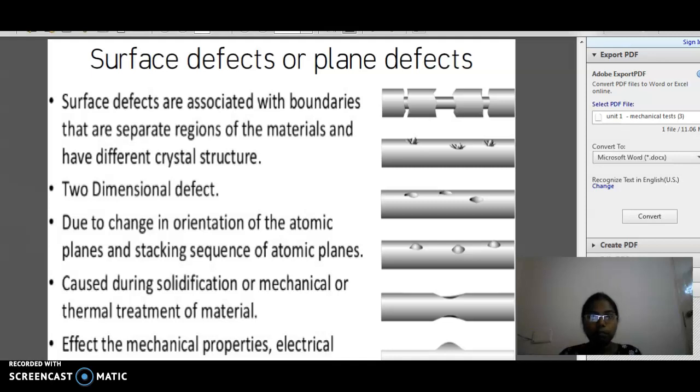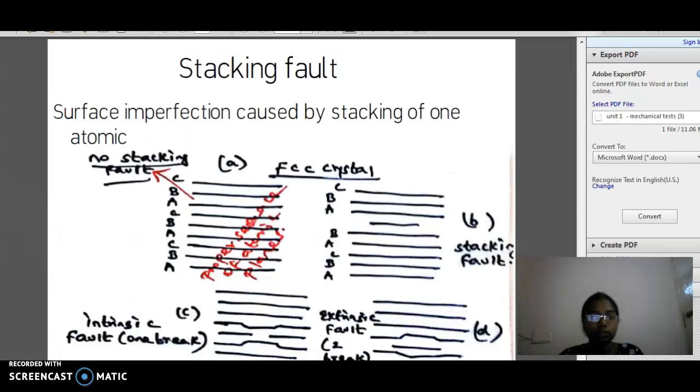Surface defects and plane defects. Surface defects are associated with boundaries that separate regions of a material having different crystal structures. These are two-dimensional defects due to the change in orientation of atomic planes and stacking sequences of atomic planes. They are caused during solidification or mechanical or thermal heat treatment of the material. Stacking fault: surface imperfections caused by the stacking of one atomic plane over another. Figures A, B, C, D represent the stacking faults.